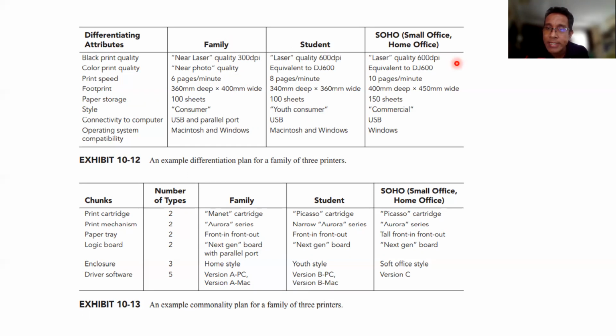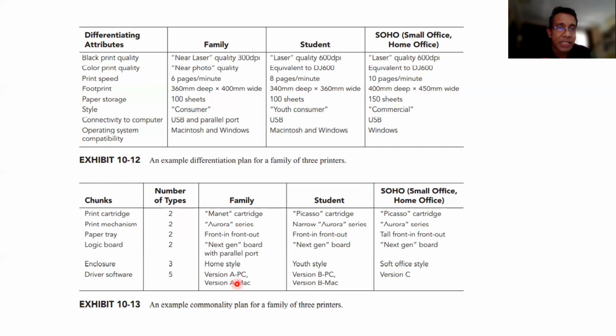So these customers have different needs. To serve these customers, Hewlett Packard developed three entirely different products. For family, they have different attributes. For student, they have different attributes. For office, they have different attributes. So all these attributes are separately different between these three categories. They have differences, so we call it the differential plan.